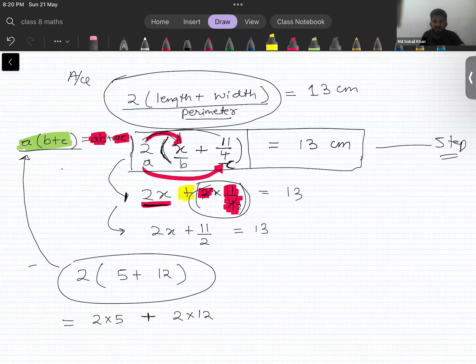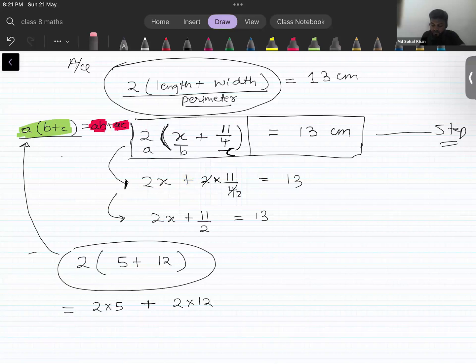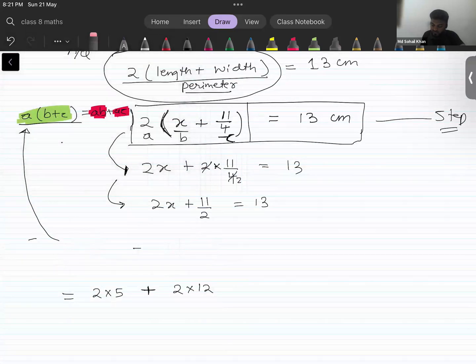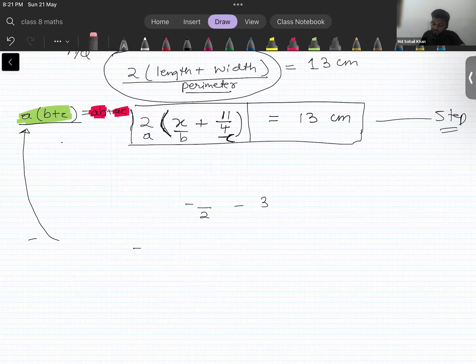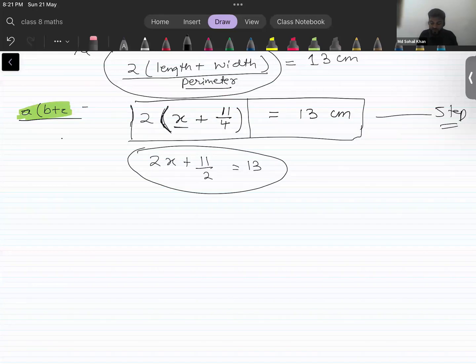It is the same thing. There shouldn't be any confusion in this. Yes, Ahmed? Yes, sir. Or if there's any, feel free to ask. I will explain again. Okay. So what we did, we simply simplified it further. Then it will be 2x plus 11 upon 2 equals to 13. Now you can solve the equation. So take your time and find the value of x here.